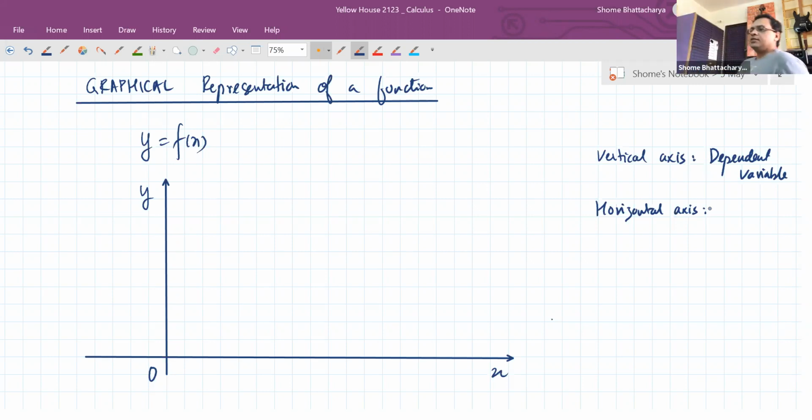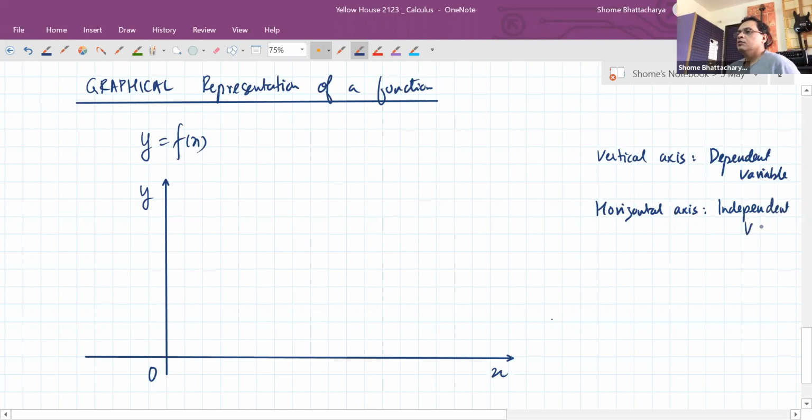Okay, so the horizontal axis we always use to plot the points of the independent variable. So this is a convention, you can say, but again this convention also has a logic, and I'll explain that when we come to rate of change. Okay, now how do we plot the graph given the function?